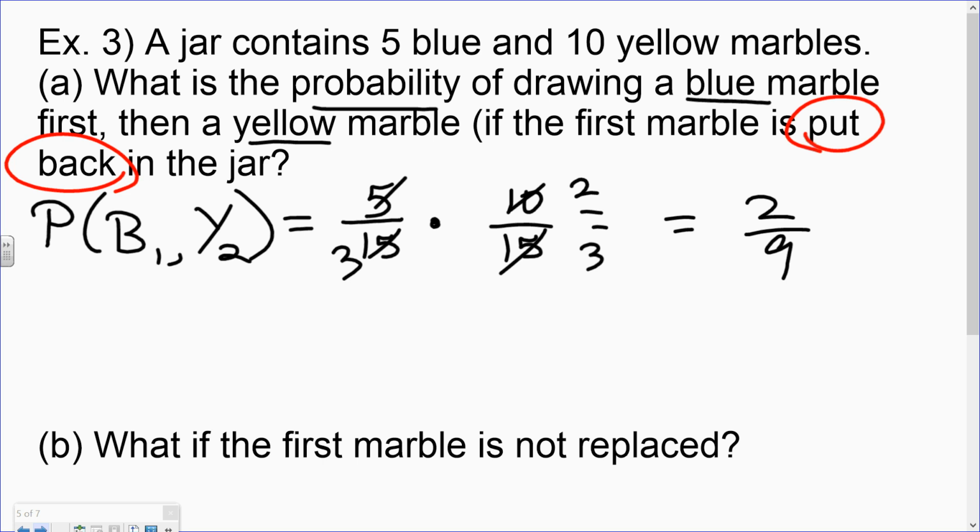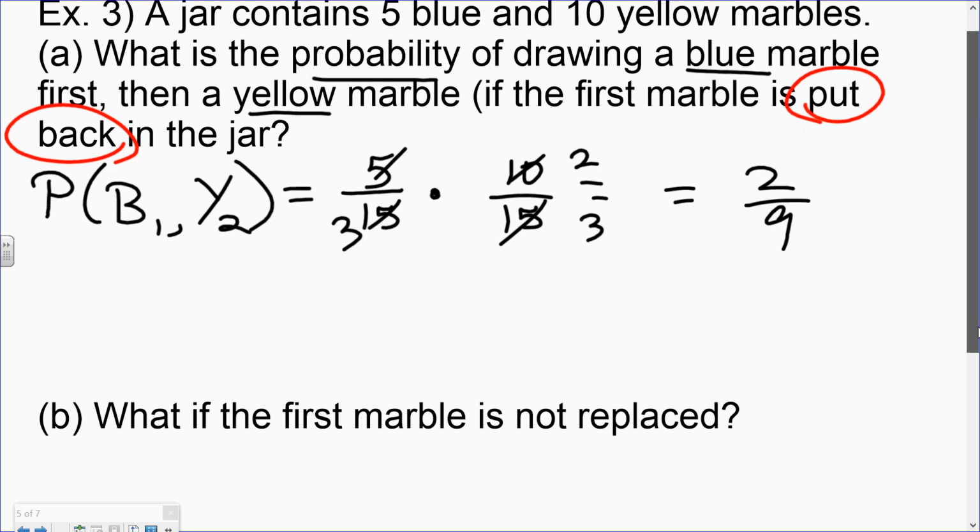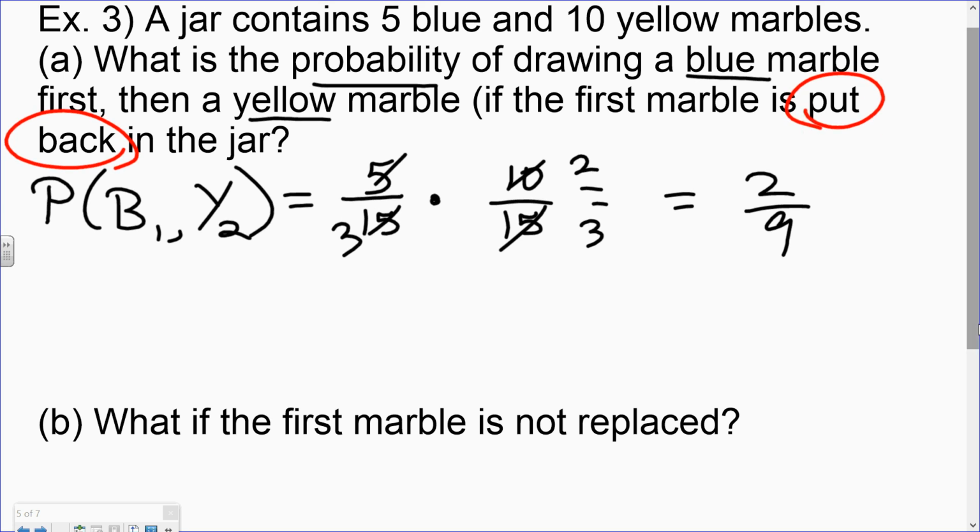Okay, what if we don't put the marble back? Same probability or different? Let's figure out what happens if we don't put the marble back. We are still doing the probability of a blue, then a yellow. So when we pick the blue one, how many blue ones are there in the jar? 15, or I'm sorry, 15 total. How many blue ones? 5. We do not put it back.